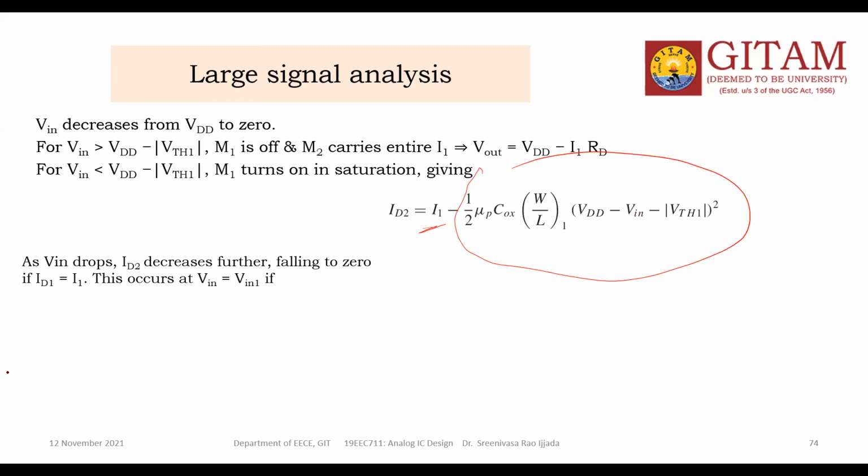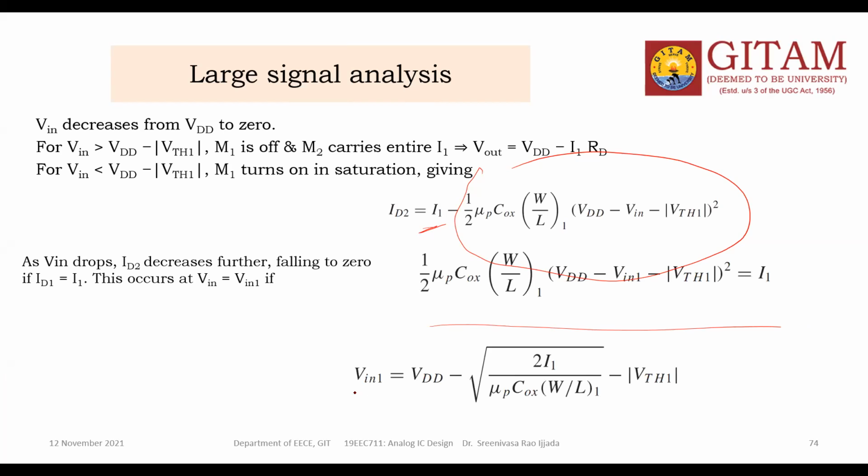Then your ID1 and I1 become equal, because ID2 decreases to a final value of 0. From the gain formula, you keep ID2 as 0, then I1 is equal to mod ID1. This occurs if Vin is equal to Vin1. So this is the I1 formula in this case.